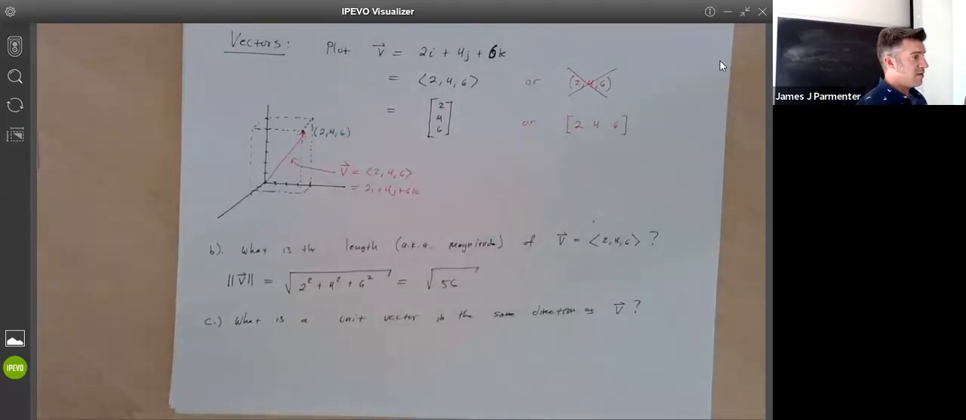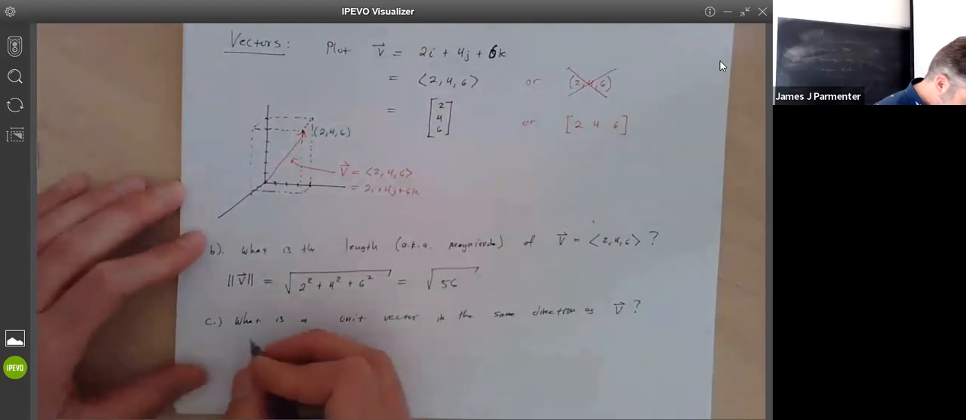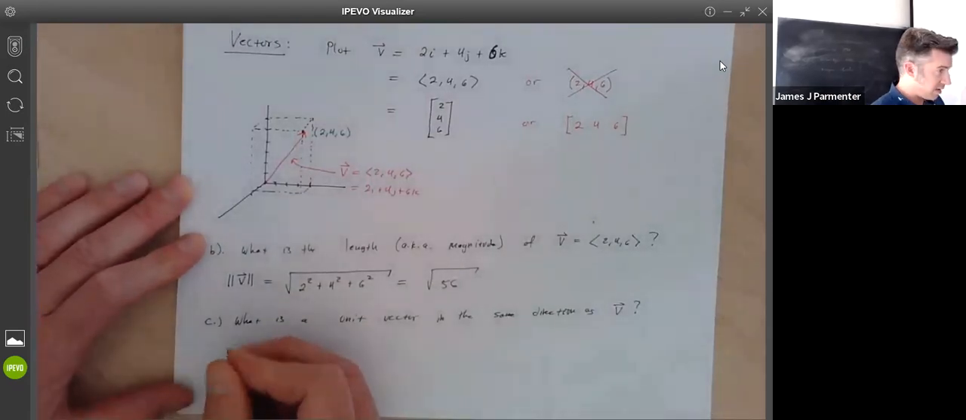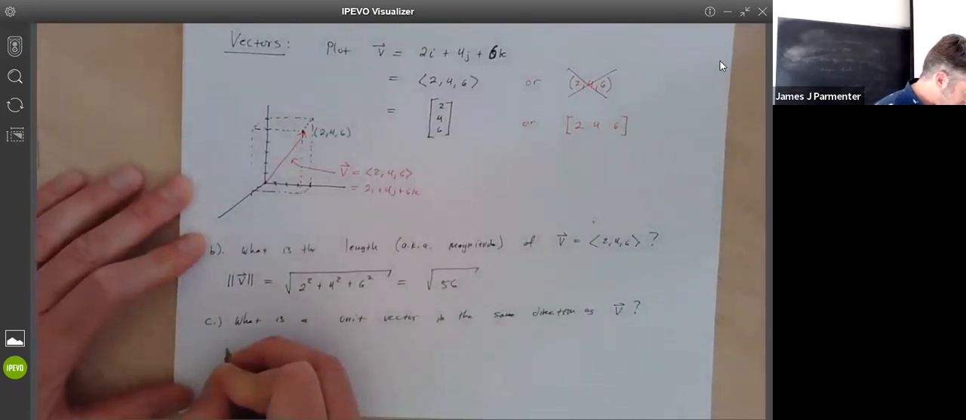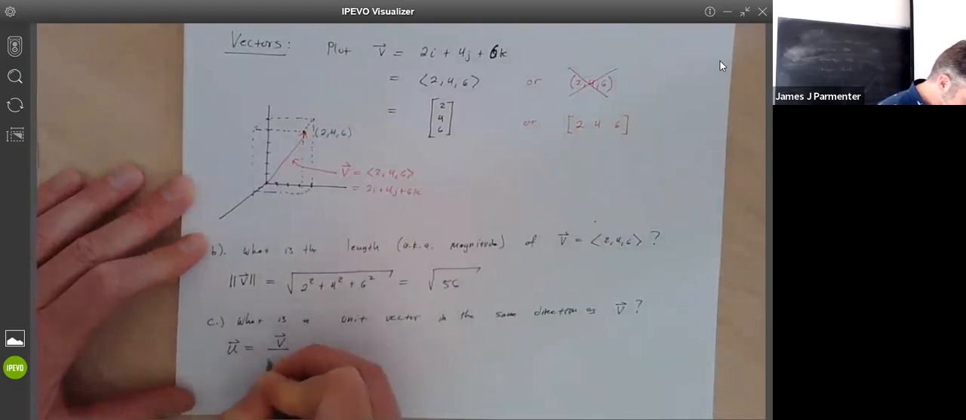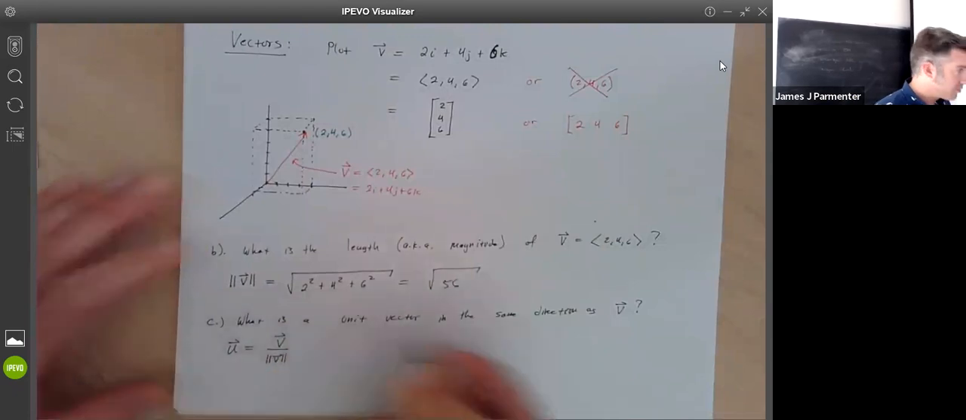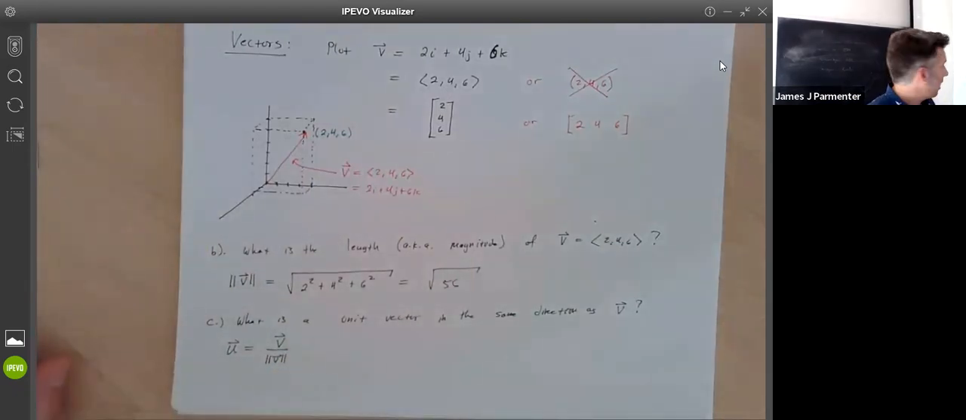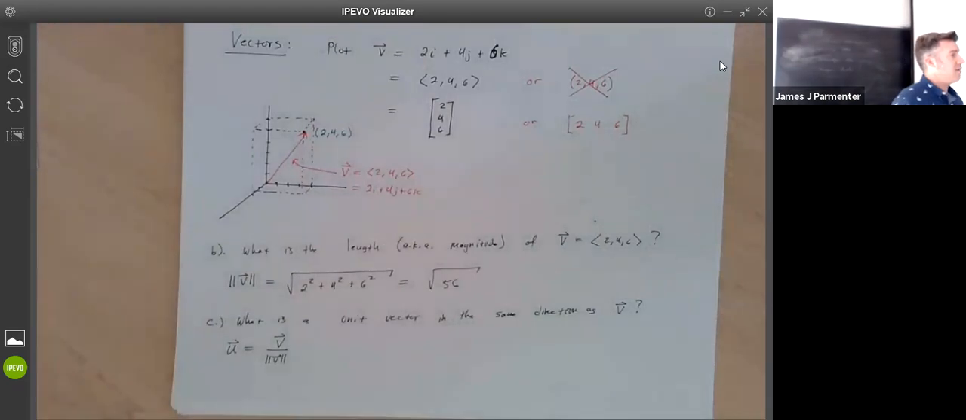And so when you want to find a unit vector in the same direction as your original vector, you take your original vector and you divide it by its length. So generally, the unit vector in the direction we want, we often call it u, is just v divided by v's own magnitude.